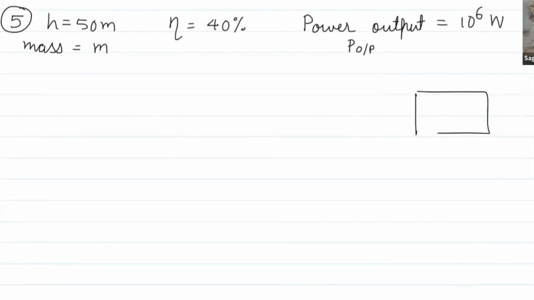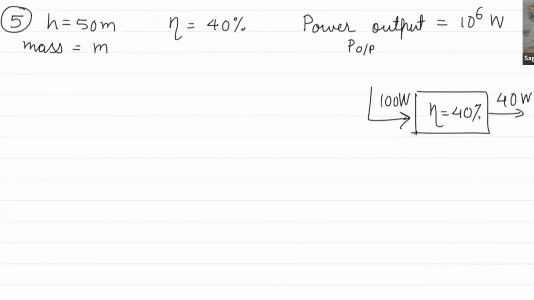Like imagine there is a machine, and that machine is 40% efficient. That means it will generate 100 watt, but it will be able to provide you only 40 watt for usage. Suppose, for example, you are using it to run your car, then this machine is only going to provide you 40 watt, but it is going to spend fuel that will generate 100 watt. So that is what efficiency of 40% means.